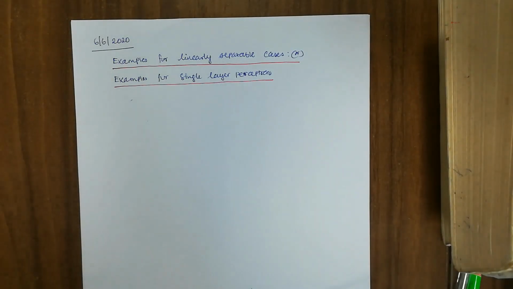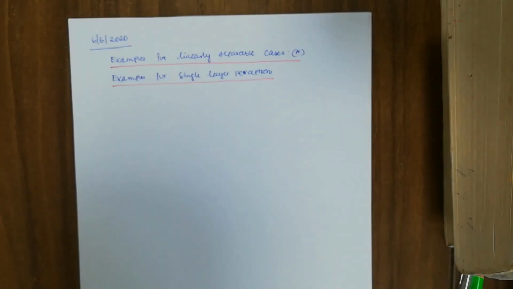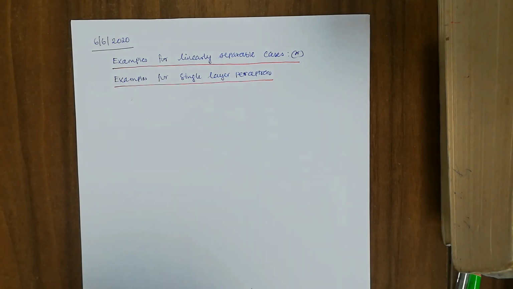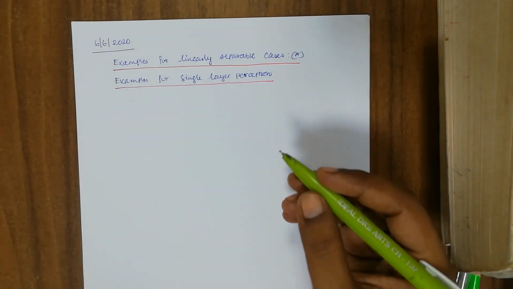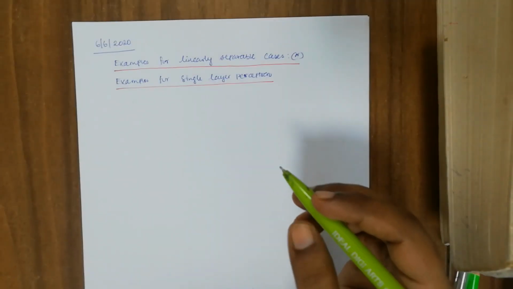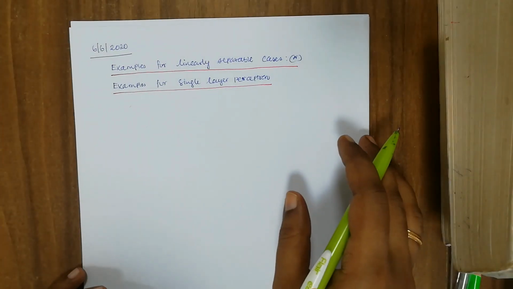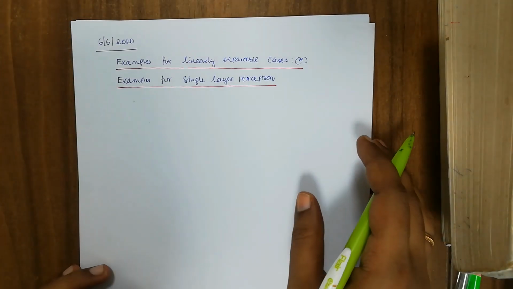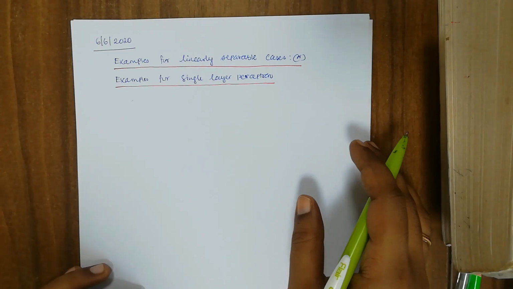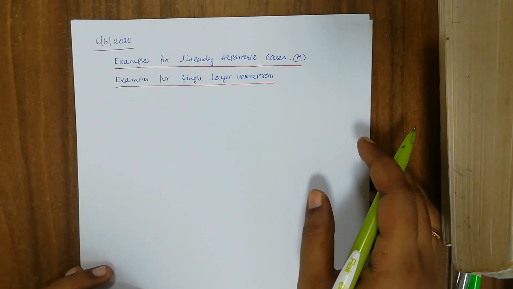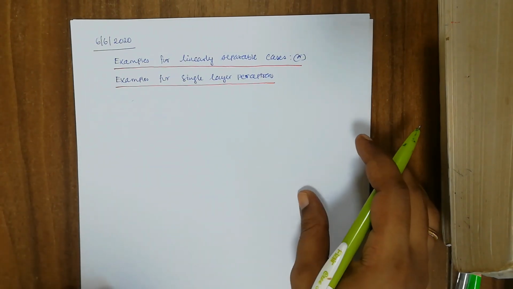Hello everyone. In today's class, let us discuss an example for linearly separable cases, or more examples for the single layer perceptron. We have seen the derivation for both the single layer perceptron as well as the multi-layer perceptron. In order to understand better and to design the neural network for the given examples, let us take more examples so that we can design a neural network for any given problem.